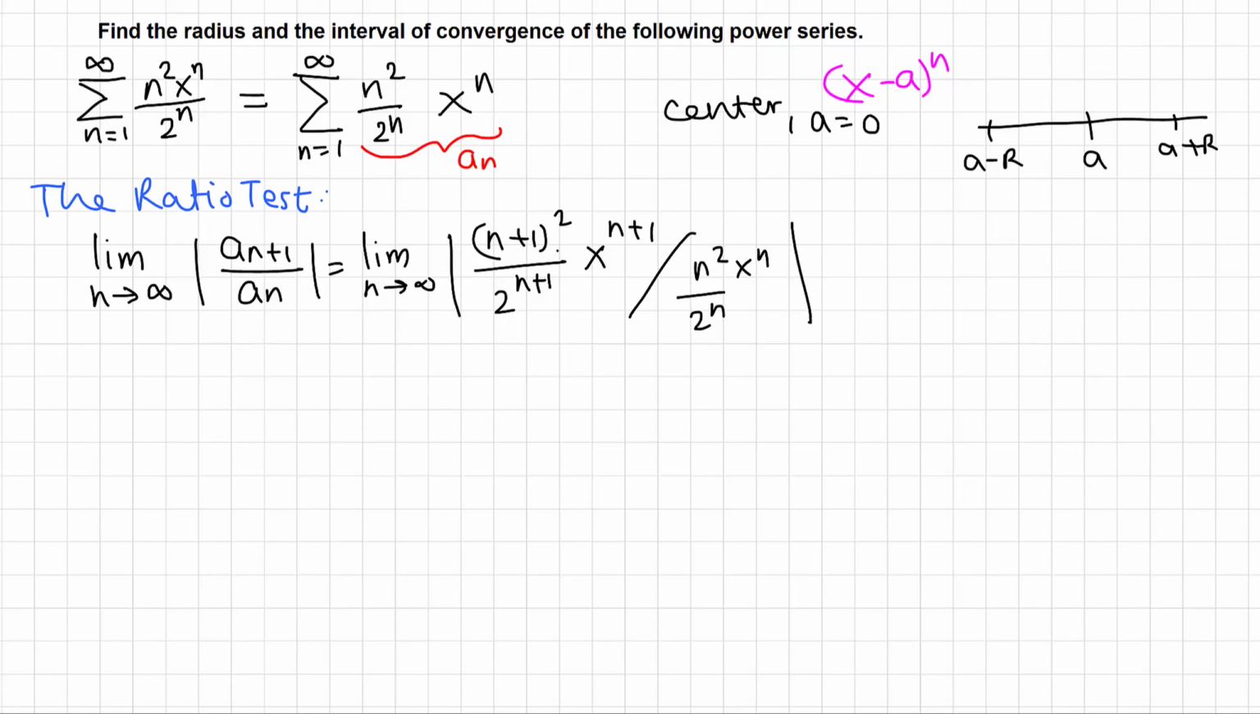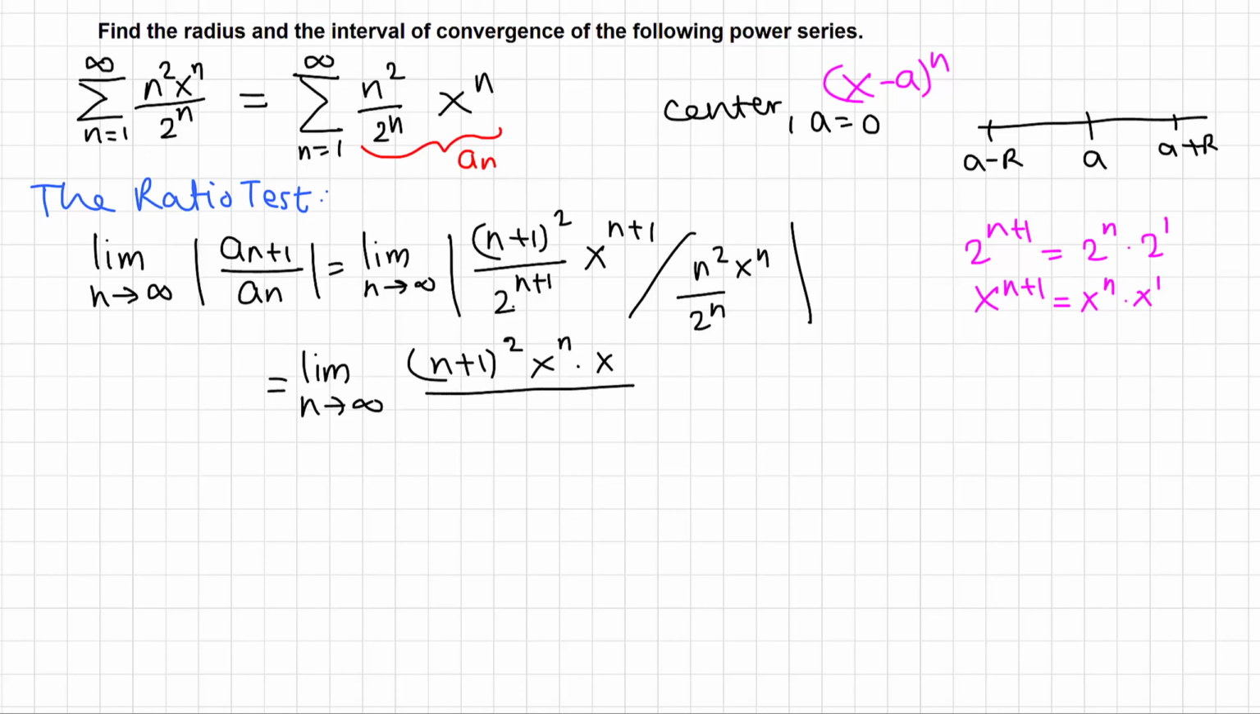Now we need to take this limit. Remember, when we have 2 raised to n+1, we can factor it as 2^n times 2^1, which is simply 2. In the same way, x^(n+1) is x^n times x. So let me rewrite one more time: (n+1) squared, x^n times x, over 2^n times 2. Turn this division into multiplication by flipping the fraction, so 2^n is on the top and n squared x^n on the bottom, and we still have the absolute value.